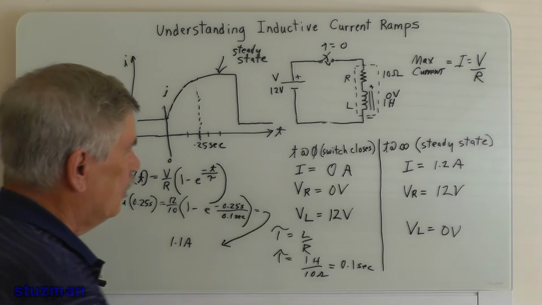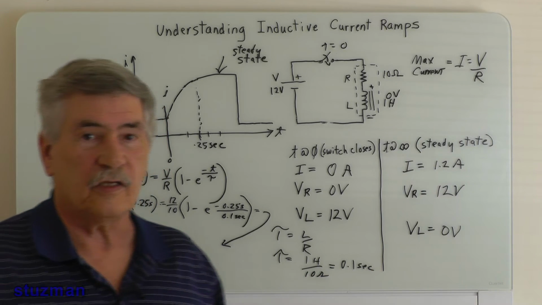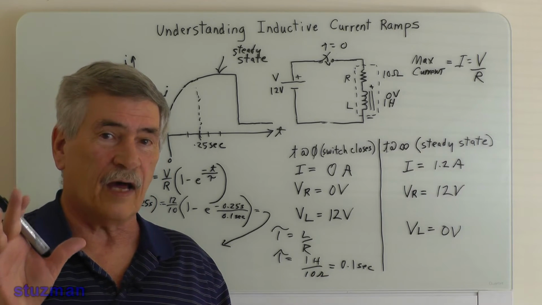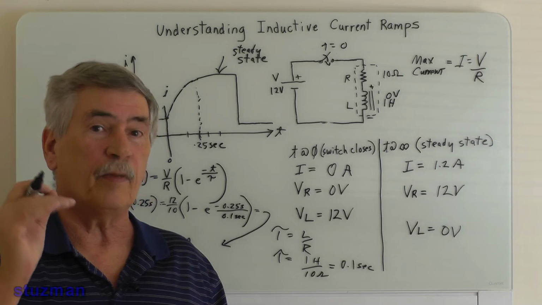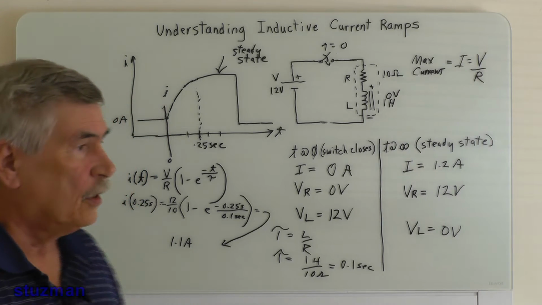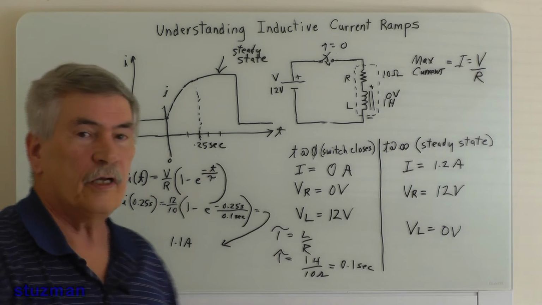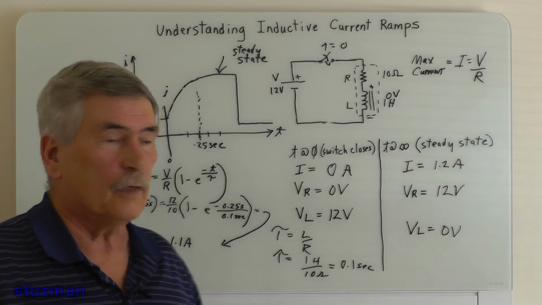Now, we talked about this time constant of 0.1 seconds, and we said that after 5 time constants it would be fully charged, so that would be 0.5 seconds. So anywhere we want to know what the current is, we can figure it out.